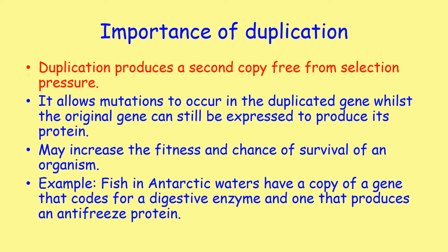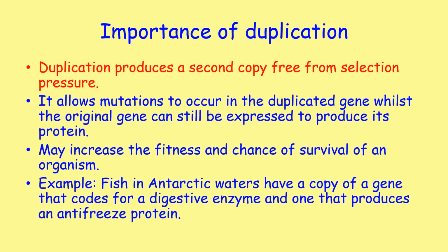With our duplication mutation, what can sometimes happen is that because we have 2 copies of the same gene on the chromosome, that second copy of the gene can be free from selection pressure. So mutations can occur in the duplicated gene whilst the original gene can still be expressed and produce its protein. This means that an organism now has 2 proteins being produced, and that might increase the fitness and chance of survival for an organism.